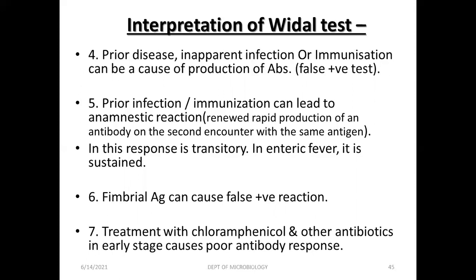False negative Widal can occur in the early stage, the first week of illness, in carriers, in patients on antibiotics, and because of the prozone phenomenon, where antibody is in excess. This can be obviated by serial dilution of the serum. O antibodies appear early and disappear early, indicating recent infection. H antibodies appear late and disappear late, indicating past infection or convalescence.